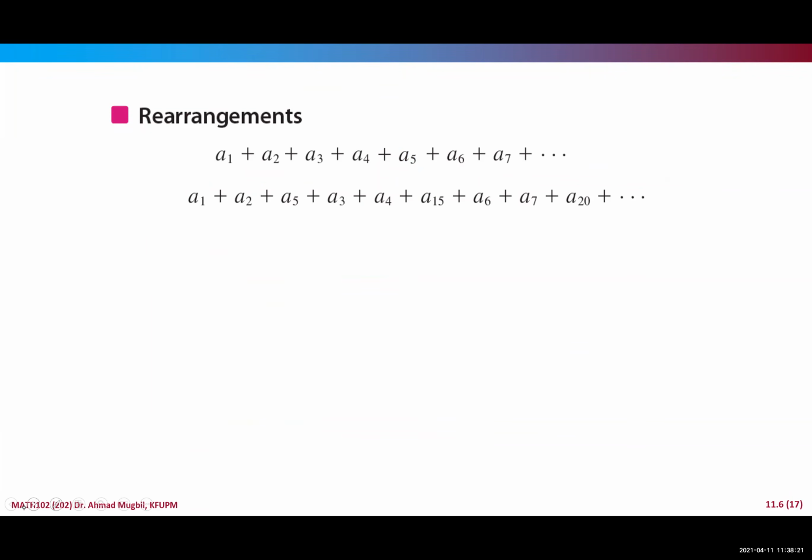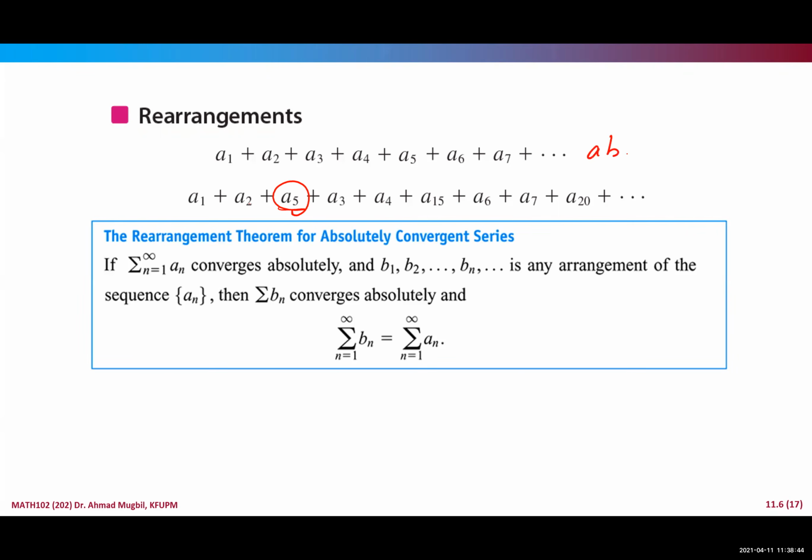The last part of this section, shabab, is about rearranging the terms of an absolutely convergent series. When you have a1 plus a2, a3, a4, a5, a6, and so on, if you rearrange the terms, like here, for example, a1 plus a2 plus a5, then a3, a4 plus a15, then a6, then if the original is absolutely convergent, the new one also will be absolutely convergent. So if you have a series that converges absolutely, and another series that is just a rearrangement of the previous series, then it also converges absolutely.